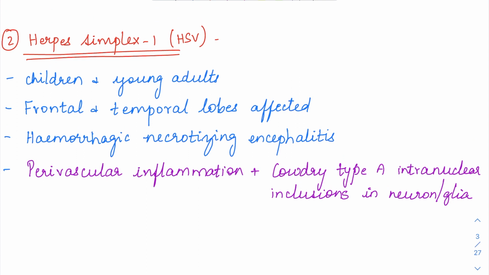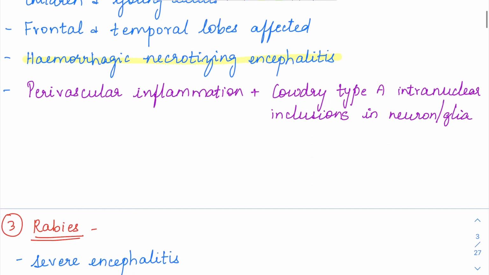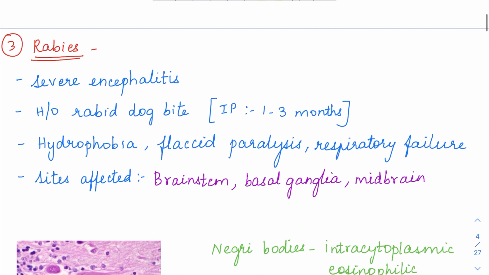So, herpes simplex encephalitis again presents with hemorrhagic necrotizing encephalitis affecting the frontotemporal lobes. So, both children and adults can be affected in this. And here, there will be Cowdry type A intranuclear inclusions. So, any type of herpes will have the Cowdry inclusions. So, here it will be Cowdry type A intranuclear inclusions. Okay, intranuclear.